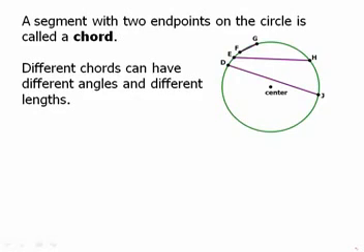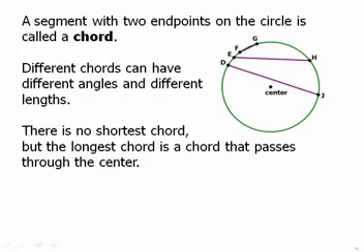A segment with two endpoints on the circle is called a chord. Different chords can have different angles and different lengths, so FG is a relatively short chord, EH is longer, and DJ, that goes almost all the way across the circle, is a much longer chord. There is no shortest chord. The chords can be anything down to 0, but the longest chord is a chord that passes through the center.